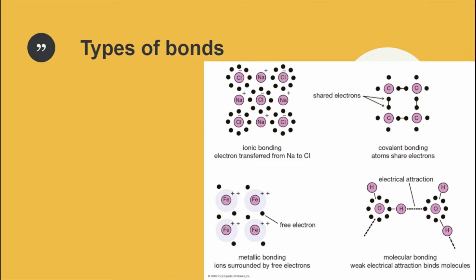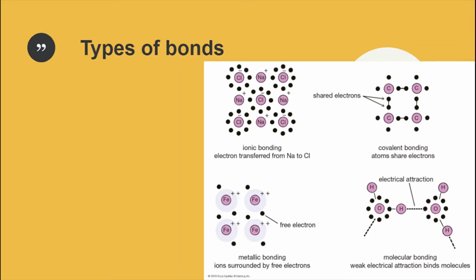We also have molecular bonding, which is pretty much a blanket term for a bunch of different intramolecular forces. The most common ones, as you can see here, are hydrogen bonds, which are pretty much small bonds, depending on the polarity of both molecules involved.